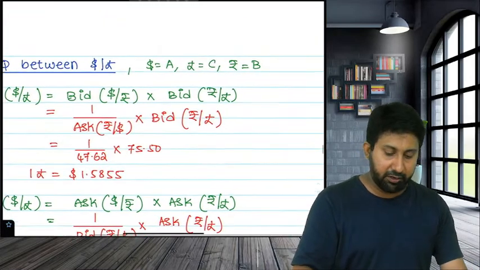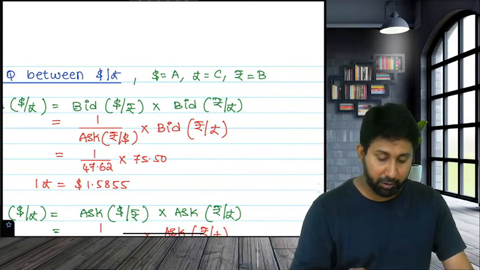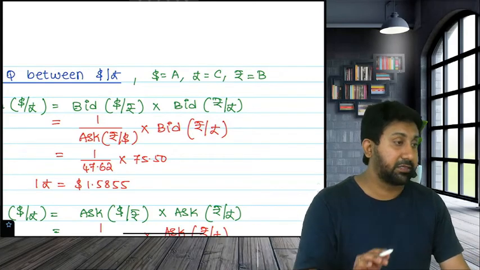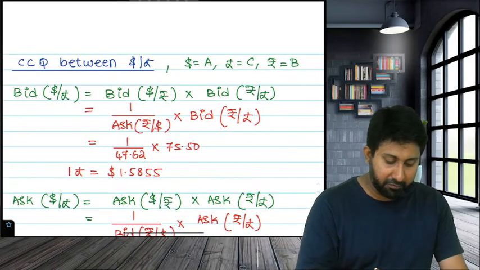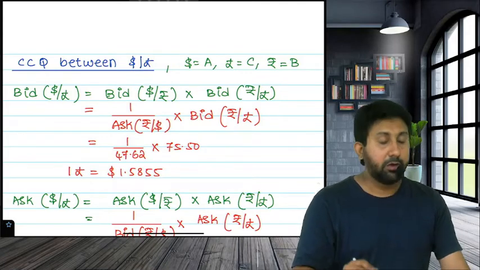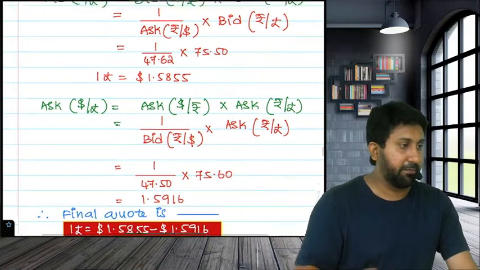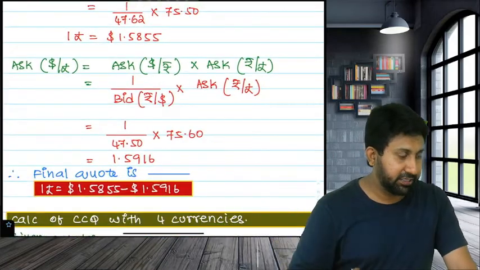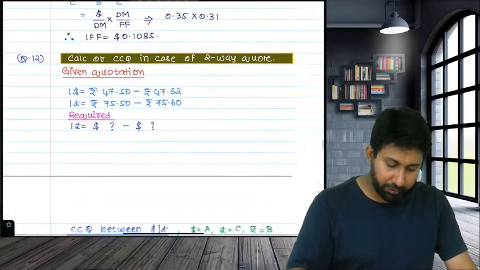Here if you observe, two currencies which are not quoted together are dollar and pound, but they are quoted together on a common currency called the rupee. So bid of A by C equal to bid of A by B into bid of B by C. So we can calculate a cross currency between dollar and pound. So this is the point. This is the value that we obtain. So finally copy down the solution.